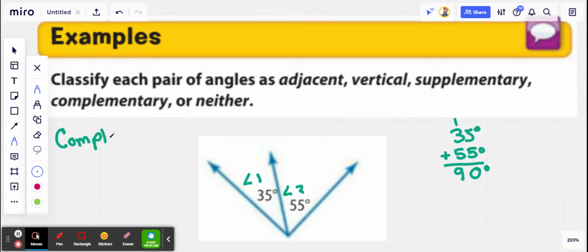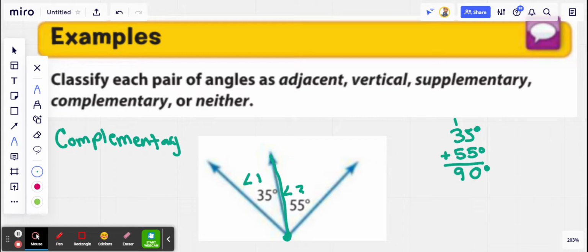All right. And let's decide if angle 1 and angle 2 are adjacent or vertical angles. What do you think? Adjacent or vertical? Complementary. Okay. And let's see. They both share a side, right? And a vertex. They share a vertex and a side.